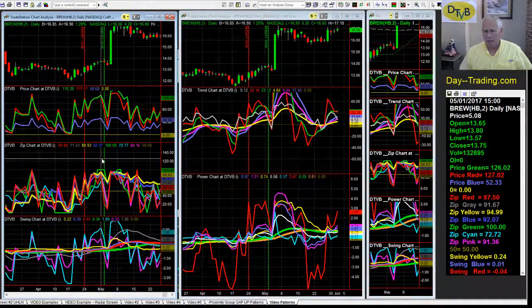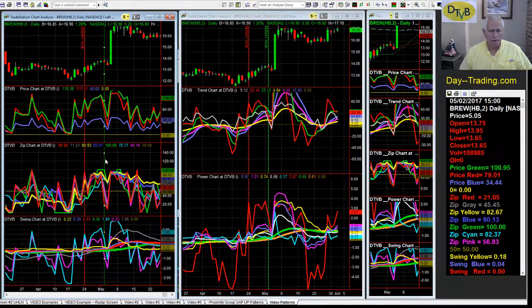Zip red yesterday was 87. Zip red on the vertical green line is 21. So it's dropped 60 points, which is a decent drop that tells us that things should significantly go down the next day. And as you can see, it does go down the next day. It gaps down into a red candle, but it pales in significance to the following day with the long green candle, so it looks rather minuscule.